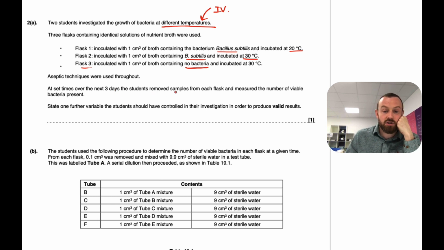Over the next 3 days, the students removed samples and examined the number of viable bacteria present. So that viable just means living. Are they alive?